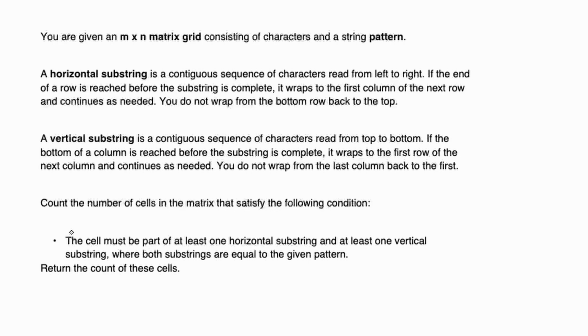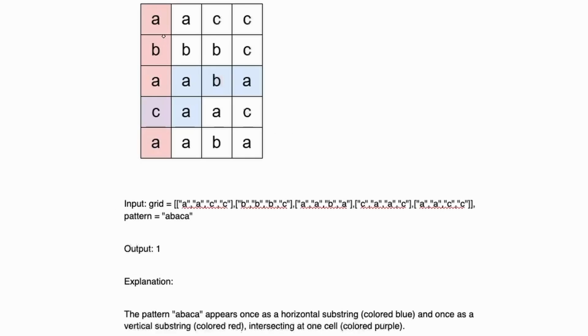What we want to do in this problem is find the number of cells that are part of at least one horizontal substring and at least one vertical substring, where both substrings match the given pattern. Given this example, you can see we have this grid here. We'll see that in red right here, this is our vertical substring that matches our pattern, because our pattern here is A, B, A, C, A. And then here is our horizontal substring, A, B, A, C, A.